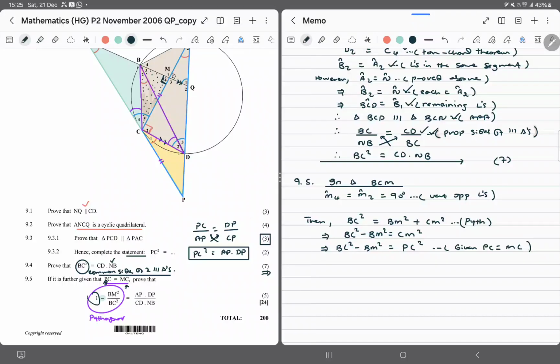Now, simultaneous equations, guys, that's all. Now what do we do? You can see there's a 1 there. We divide it by BC squared. So if we divide by BC squared, what do we get? We get BC squared divided by BC squared minus BM squared divided by BC squared is going to be equal to PC squared divided by BC squared.